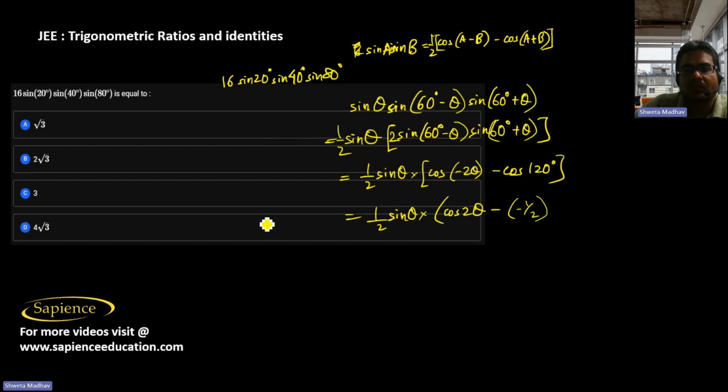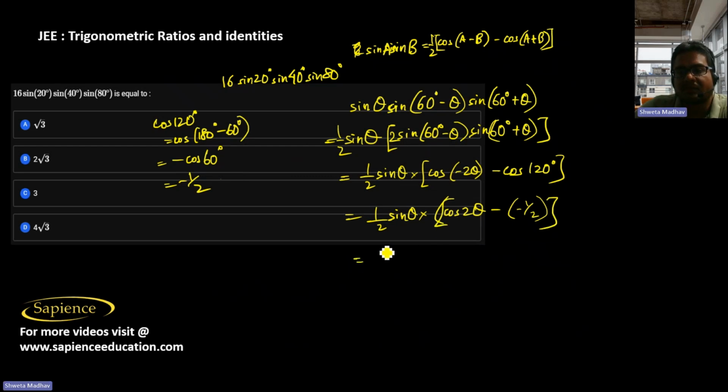Cos 120 degree, I can write as cos of 180 degree minus 60 degree. So it is coming in the second quadrant where cos is negative. So it will be minus cos 60. Now cos 60 is half, so it will be minus half. So cos 120 is minus half. Now this will be half of sine theta into cos 2 theta, then minus of minus is plus, so plus half into sine theta into half.